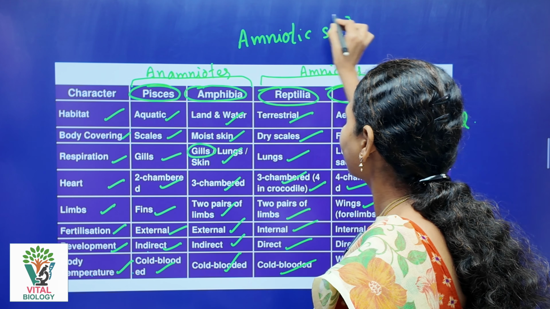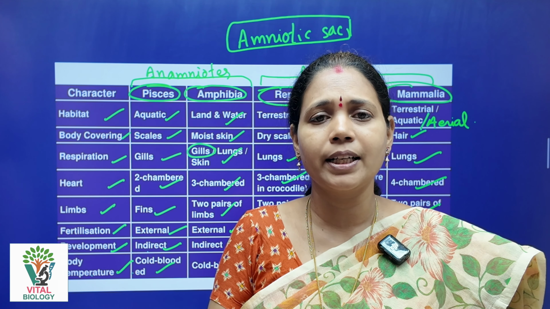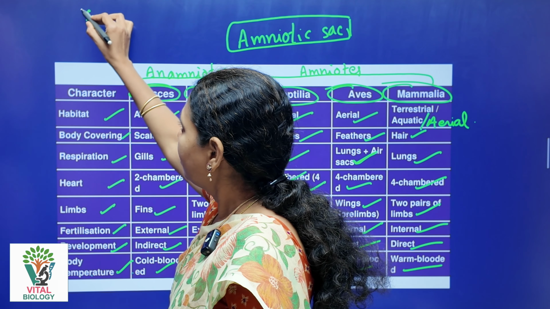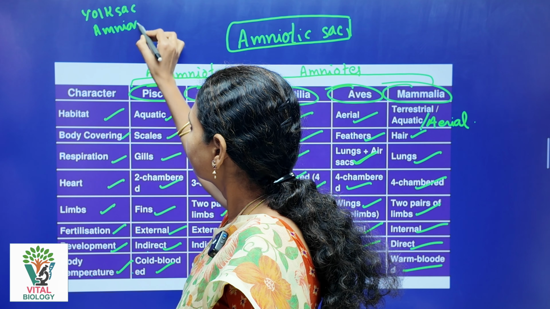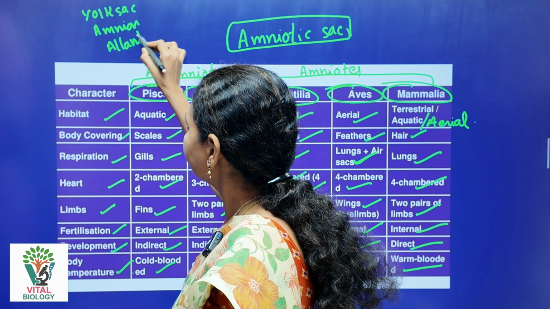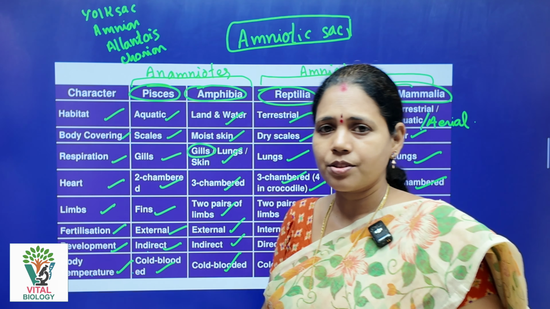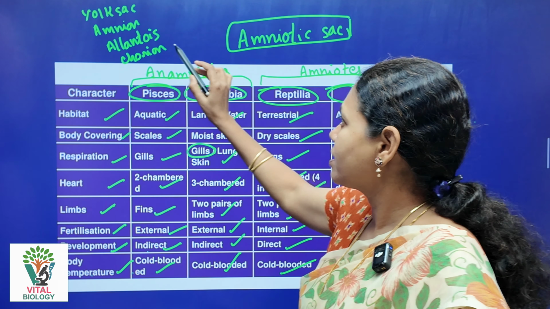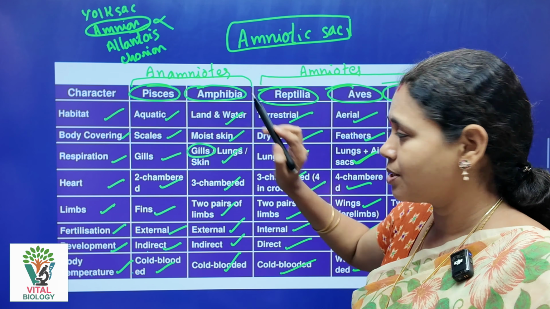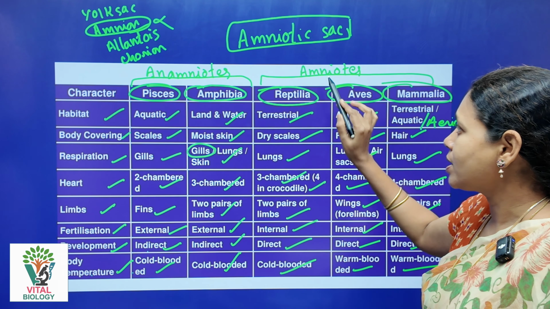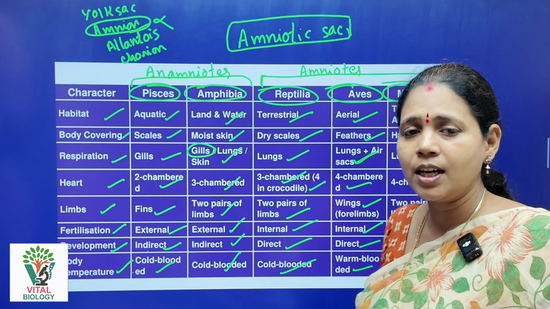Generally in embryonic development, around the embryo, various embryonic layers are formed, like yolk sac, amnion, allantois, chorion. So these are the various embryonic layers. But in the case of Pisces and amphibians, this amniotic layer is absent. So that's why these are called anamniotes. And this amniotic sac starts from the reptiles onwards. That's why reptilia, Aves and mammals are considered amniotes.